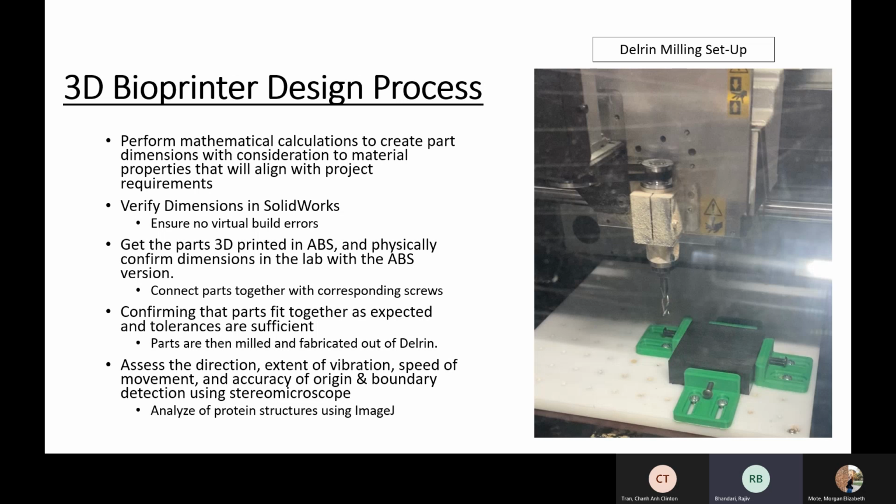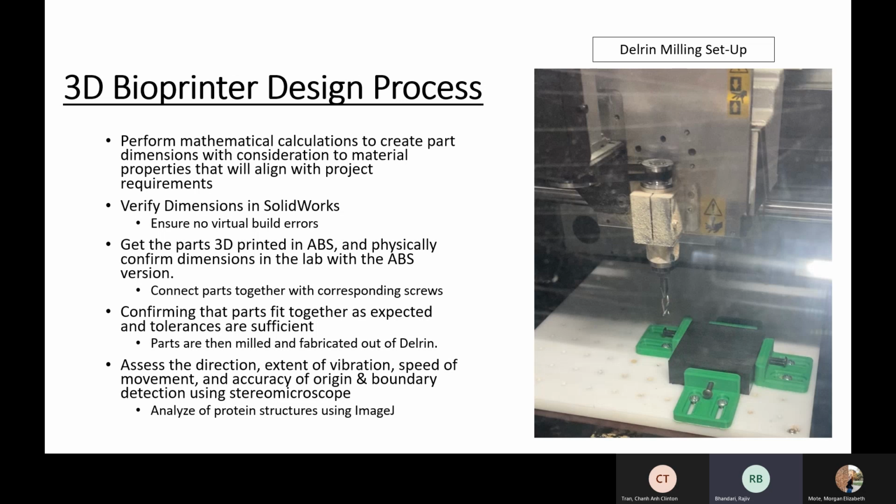Next, it was to verify these dimensions in SolidWorks and make sure there are no virtual build errors. Next, we got the design 3D printed in ABS in order to physically confirm the dimensions in the lab so that we can put together parts with the corresponding screws and make sure everything fits properly. Once we are able to confirm sufficient tolerances and that the parts fit together as expected, the parts are then fabricated and built out of Delrin.